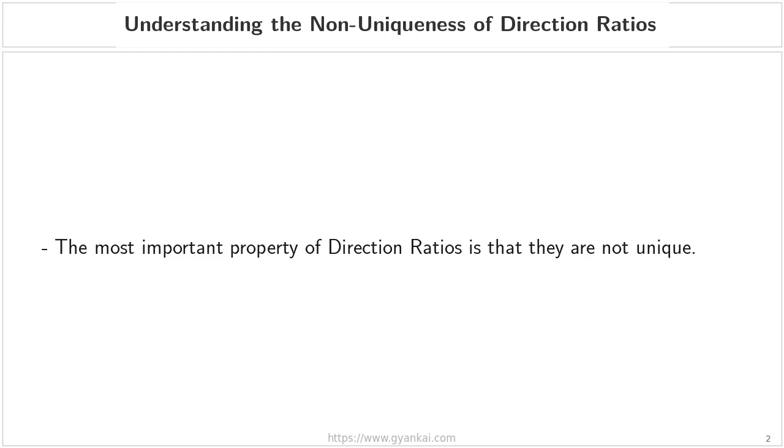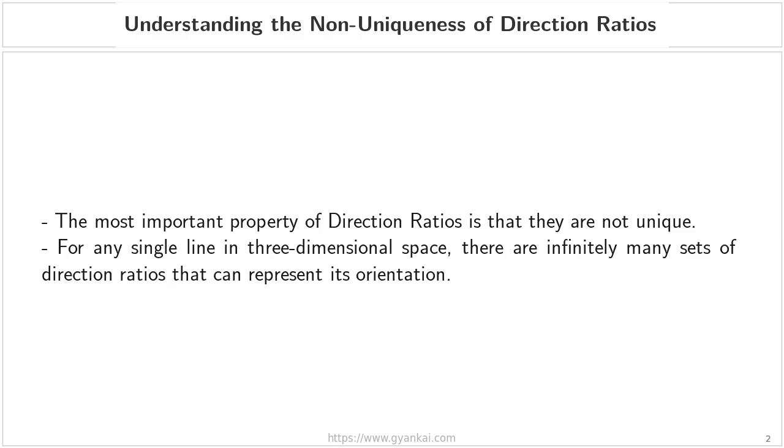Understanding the non-uniqueness of direction ratios. Now that we've established that direction ratios are proportional to direction cosines, let's dive into the most critical property you need to remember. Direction ratios are not unique. What does this mean in practice? It means that if you pick a single, specific line in three-dimensional space, you aren't stuck with just one set of numbers to describe it. In fact, there are infinitely many different sets of direction ratios that can represent that exact same orientation.